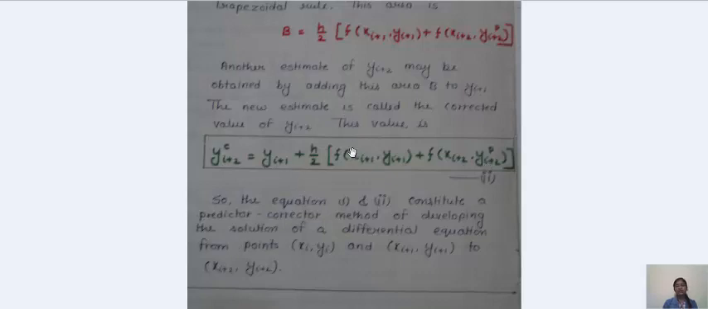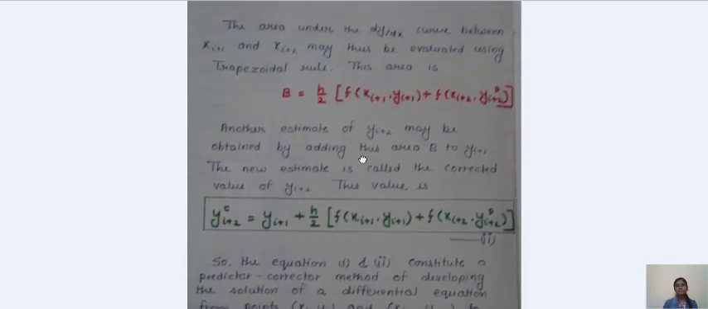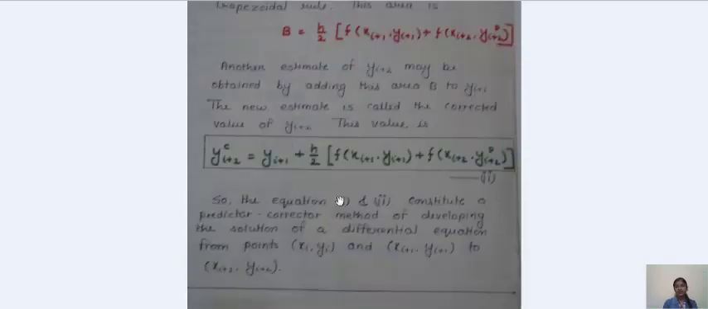So equation first and equation second constitute a predictor-corrector method of developing the solution of a differential equation from point x(i+1), y(i+1) to x(i+2), y(i+2). This is the algorithm of the predictor-corrector method.